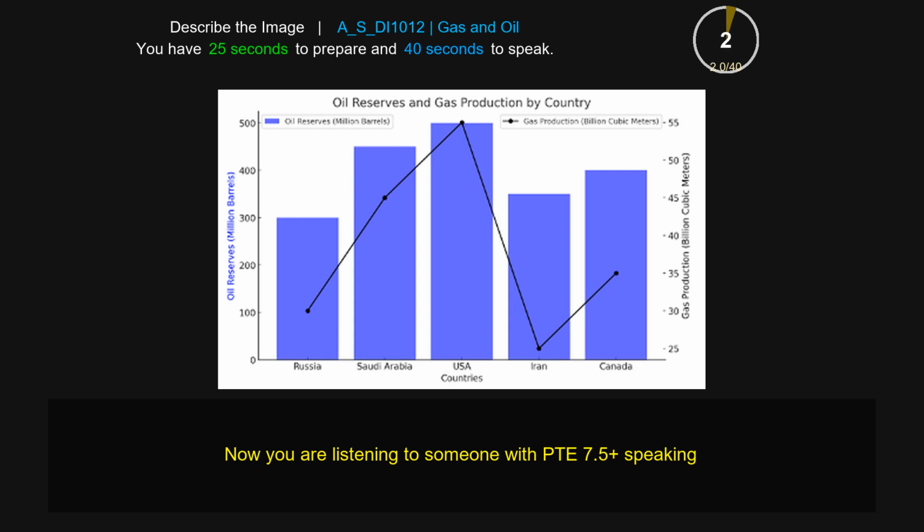Oil reserve and gas production by country is the main topic of the image. The image is a combination of line chart and bar chart. The x-axis contains countries such as Russia, Saudi Arabia, USA, Iran, and Canada, while the y-axis contains two factors. One is gas production in billions, whereas the other factor is oil reserve, which varies from 0 to 500.